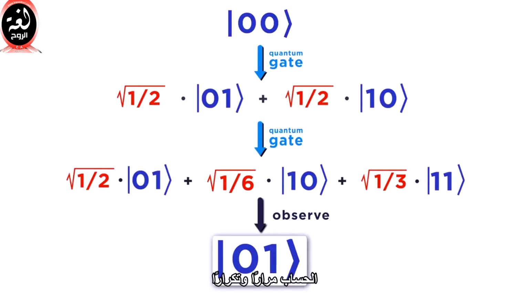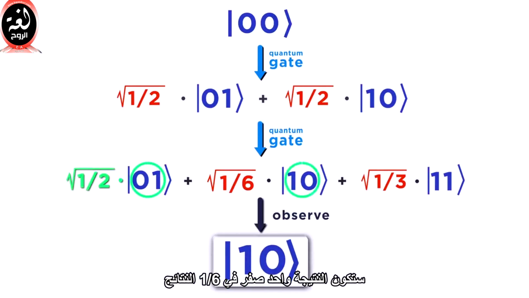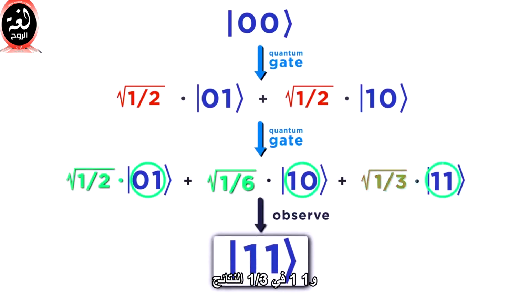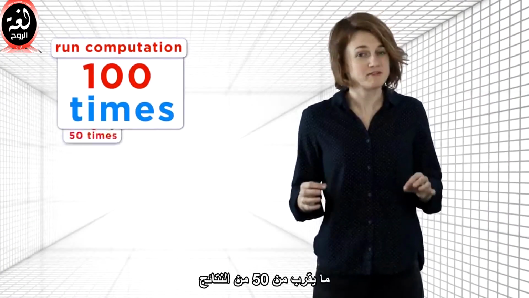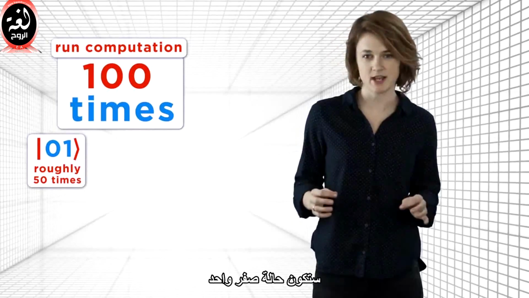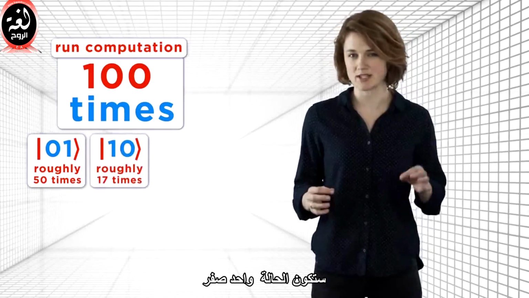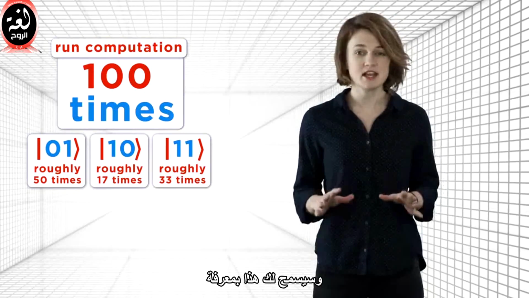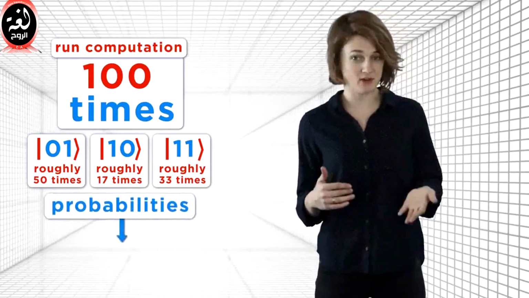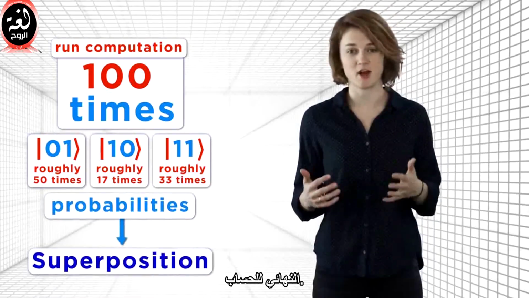If you run the same computation repeatedly, the final result will be 0,1 half the time, it'll be 1,0 1/6 of the time, and 1,1 1/3 of the time. That's what the numbers in the superposition tell you, the probability that the superposition will collapse into each basic state. So, if you run the computation 100 times, roughly 50 times it'll result in state 0,1, 17 times it'll result in state 1,0, and 33 times it'll result in state 1,1. This allows you to recover the probabilities and therefore the final superposition of the computation.